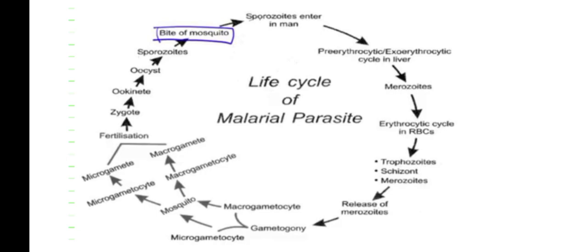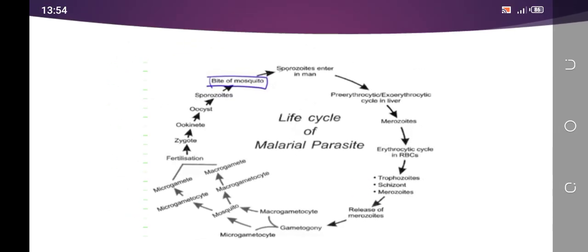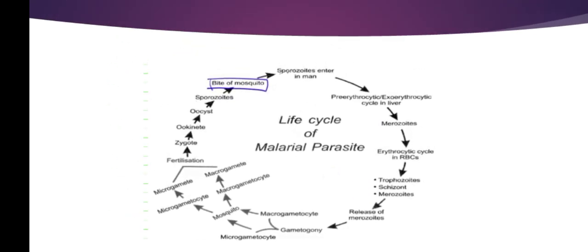And now in the liver, we will have the pre-erythrocytic phase, where the sporozoite will affect the hepatic cells of the liver and they will give rise to merozoites. These merozoites will rupture the hepatic cells of the liver. When the hepatic cells rupture, we have the end of the pre-erythrocytic phase.